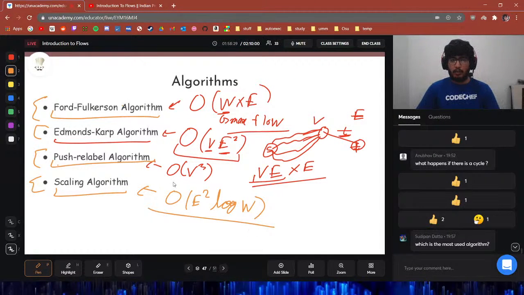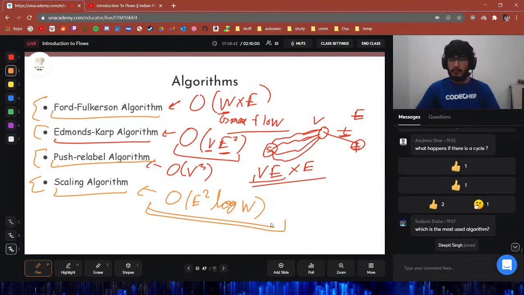I use this algorithm when it's a sparse graph, when the number of edges is not much greater than the number of vertices. Then this algorithm would work the most. And when the number of edges is really large and the number of vertices is small, when it's a dense graph, the push relabel algorithm works well. There is also Dinic's algorithm which many people use, but I'm not going to talk about that right now because it's really complex.